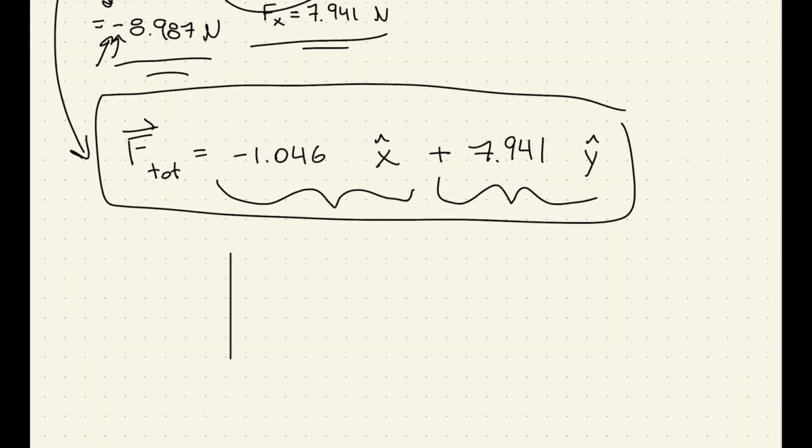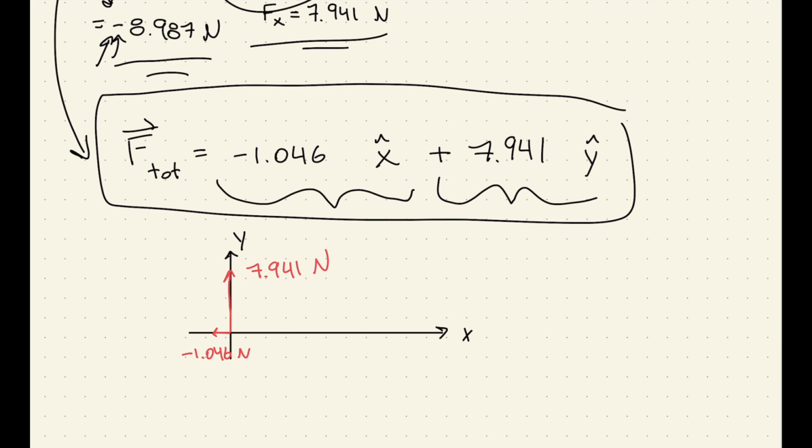We can draw another Cartesian coordinate system here. This is the x, this is the y. Let's draw the components. So we have a very big vector, which is almost 7.941 newtons in the y direction. And then minus 1.046 newtons. Now look at this.